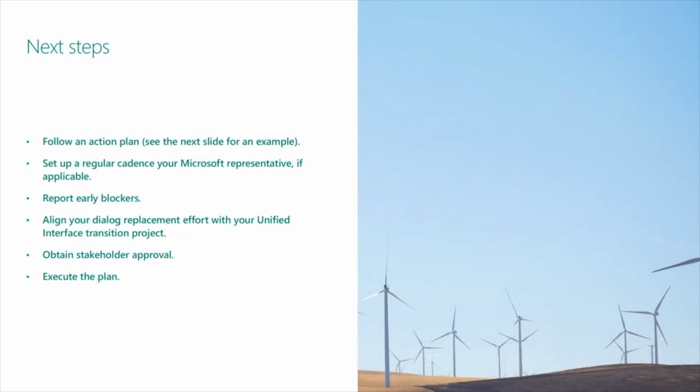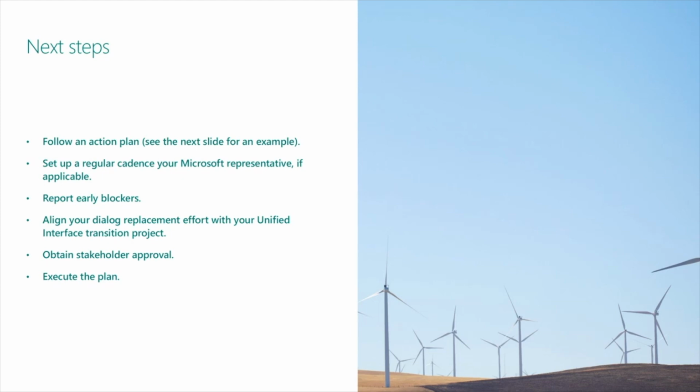So really, if we look at the next step here, what we have done is look at some of the classifications and common patterns that we have seen where process dialogues are used, and provided you with a starting point to evaluate the different replacement options that we have. So as a follow-up, what you need to do is follow an action plan. So draft an action plan.